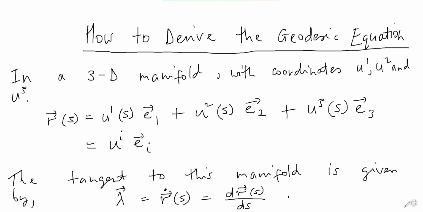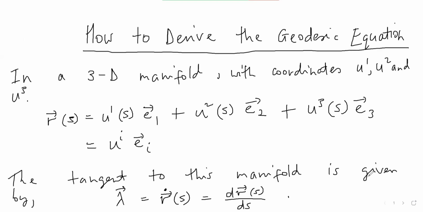So let's move on. This tangent over here, we can also express it in the following way. You can write this tangent like this. This is how you can express it, first of all, as a derivative of the position vector.